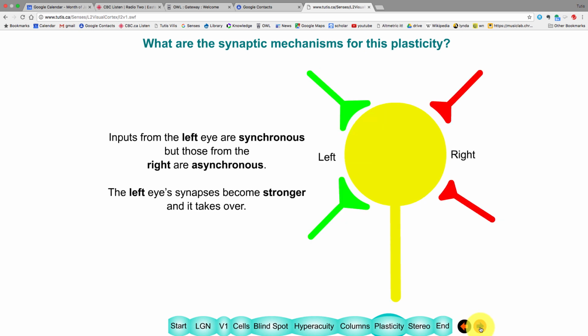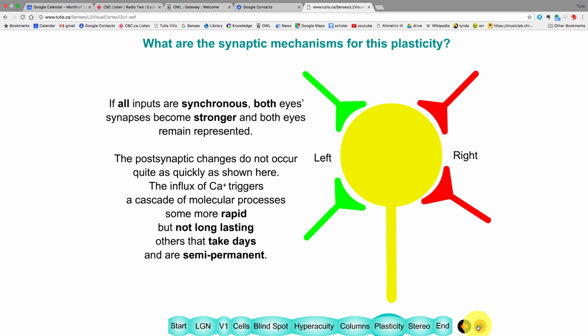So you can see here, the green ones are firing simultaneously. The red ones are firing asynchronously. So synchronous versus asynchronous. The green ones, because they fired together, or synchronously, form these strong connections. These ones, because they fired at different times, got retracted. Now, in this case, all of them are firing at the same time, both left and right eye, and both eyes maintain their strong connections.